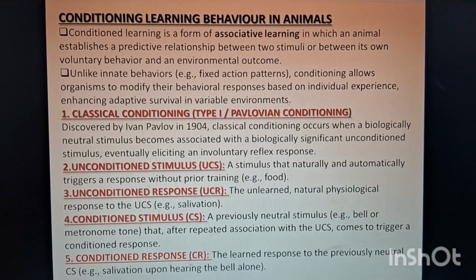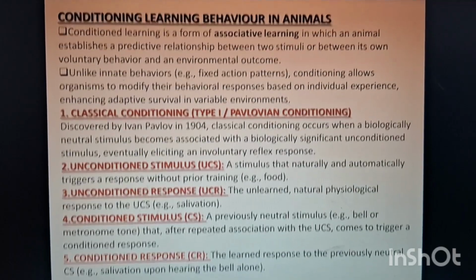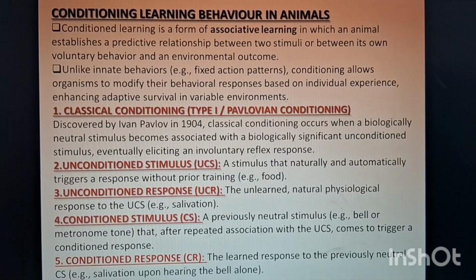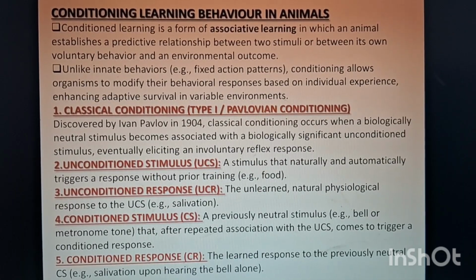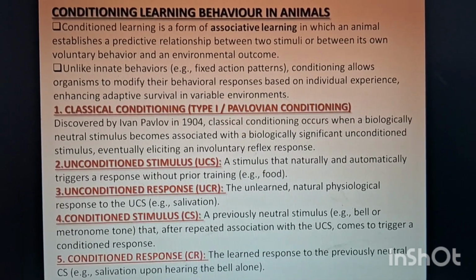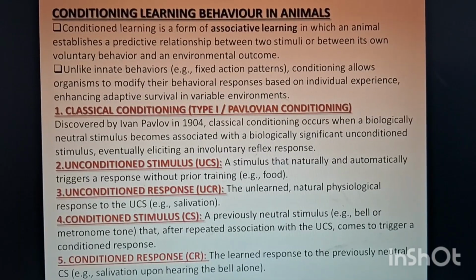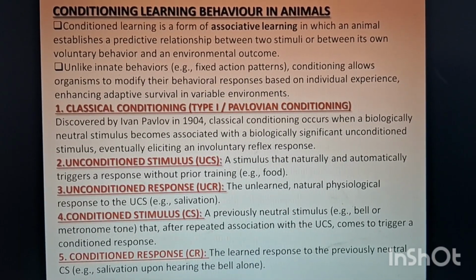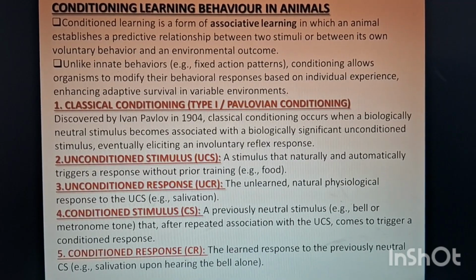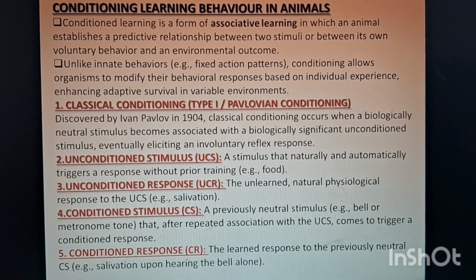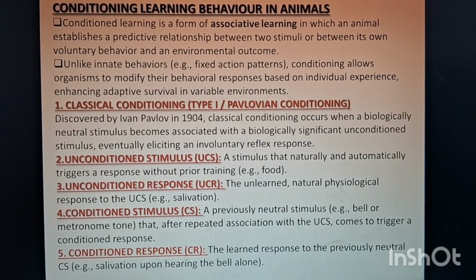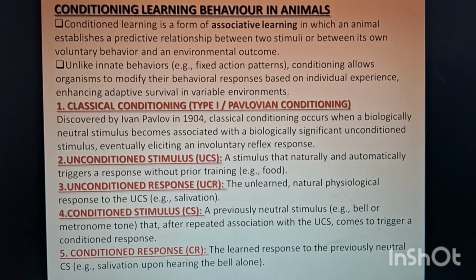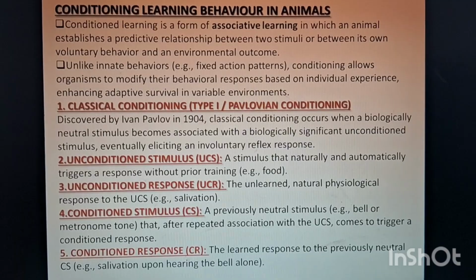Conditioned learning is a form of associative learning in which an animal establishes a predictive relationship between two stimuli or between its own voluntary behavior and an environmental outcome. Unlike innate behaviors, conditioning allows organisms to modify their behavioral response based on individual experience, enhancing adaptive survival in variable environments. First is classical conditioning, that is type 1 or Pavlovian conditioning.